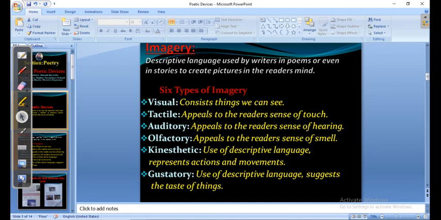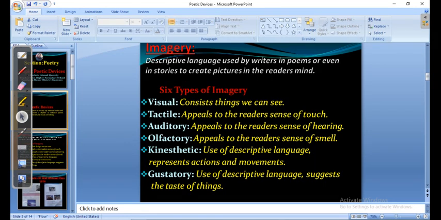You have already gone through in science what our 5 senses are. The 5 senses of ours are sight, hearing, touch, taste, and smell. The poet in a particular way touches these senses. When the poet touches these senses, it is called imagery. There are 6 types of imageries. You have 5 types of senses, but there are 6 types of imageries. Number 1 is visual: the things you see.